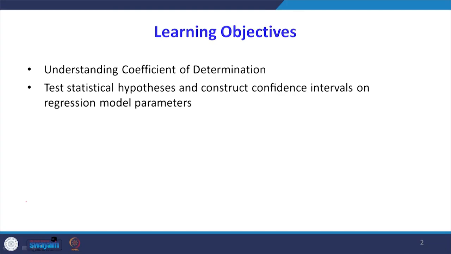Dear students, in the previous class I took a sample example and explained how to construct a regression equation. In this class I will explain the meaning of the coefficient of determination, test statistical hypotheses, and construct confidence intervals on regression model parameters. One parameter is b, the coefficient of x.